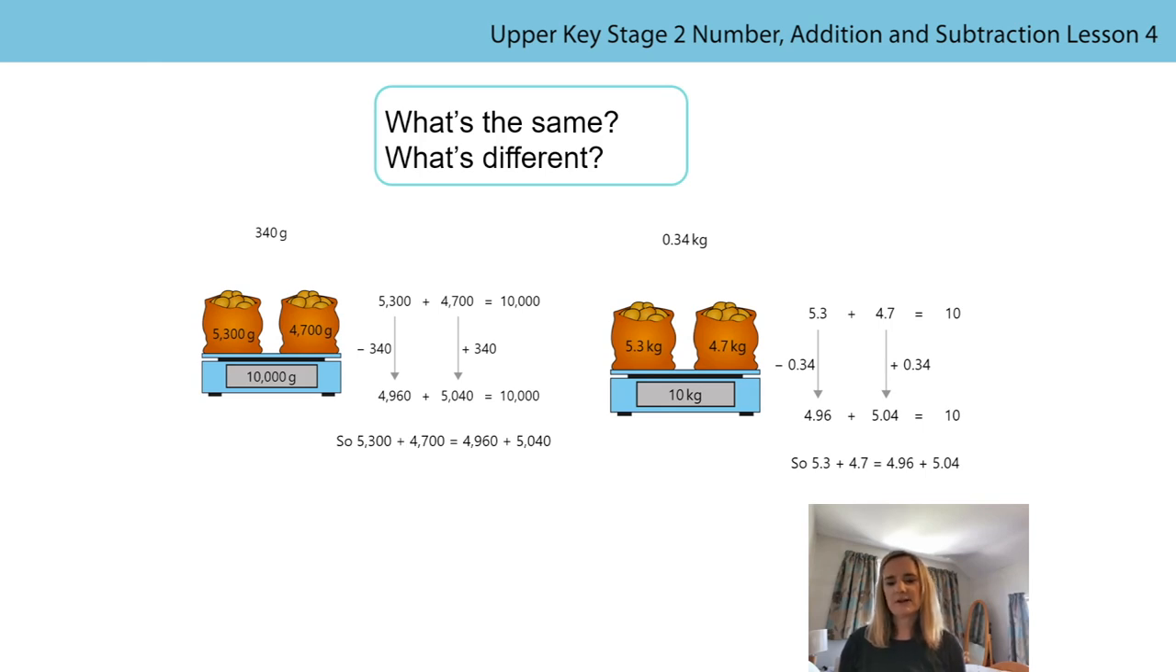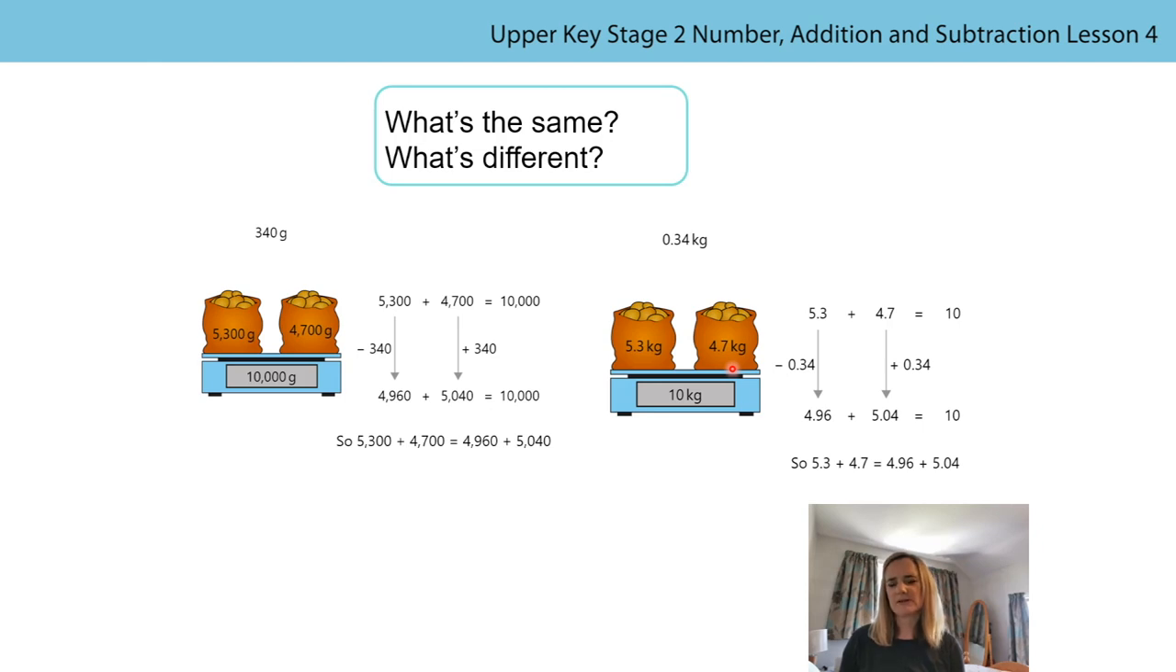So, for example, did you notice that here on this left-hand side, our 5,300 has the same digits, the 5 in the thousands column and the 3 in the hundreds column, as we have here, the 5 in the ones column and the 3 in the tenths column. You might have spotted it with the 4,700. We've got the 4 in the thousands column and the 7 in the hundreds column. And over here, we've got the 4 in the ones column and the 7 in the tenths column. Same digits, same order. There's a relationship, isn't there?